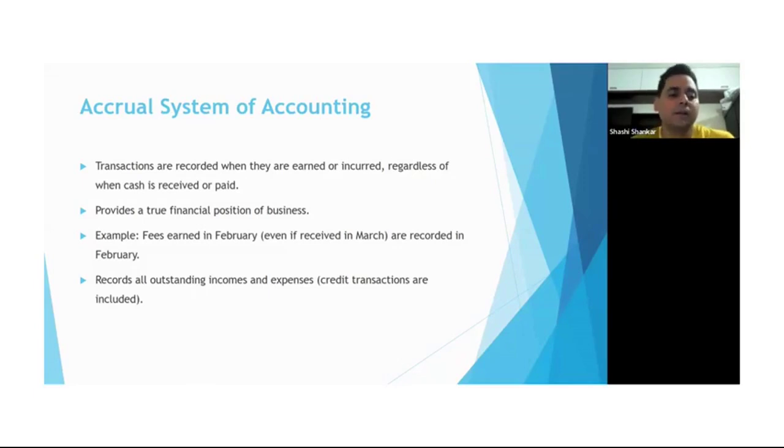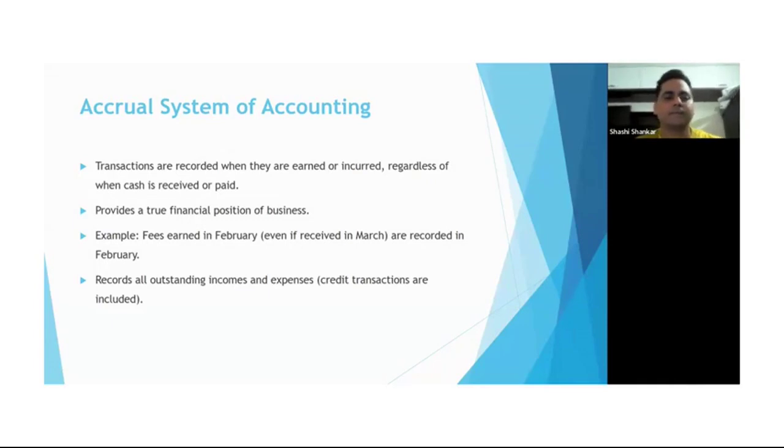Next, as far as stakeholders are concerned, definitely most stakeholders are interested in the accrual system of accounting. Stakeholders could be shareholders, government, creditors, it could be anyone, right? Mostly they are looking for the exact or true financial position of the business, so they are more interested in the accrual system instead of the cash system.